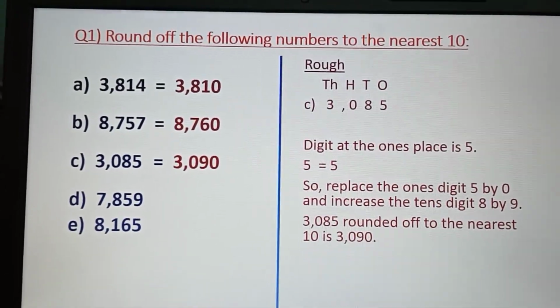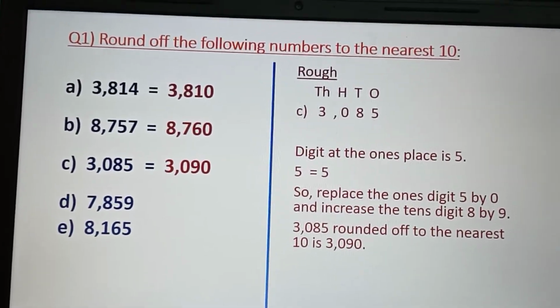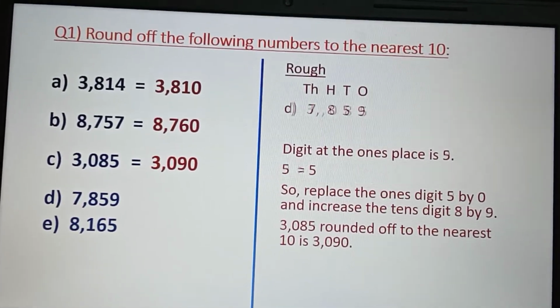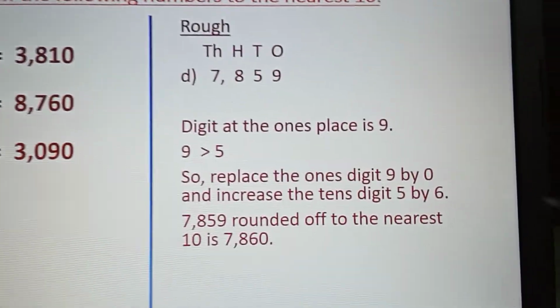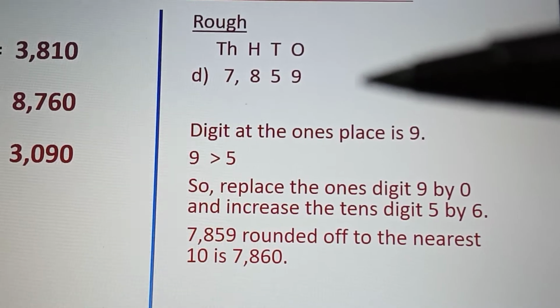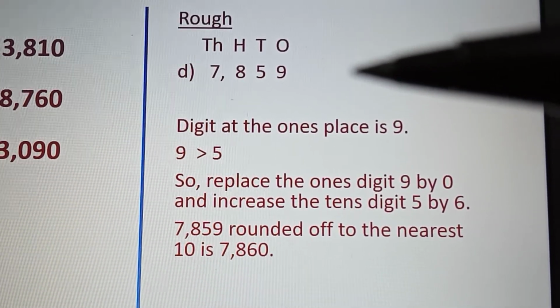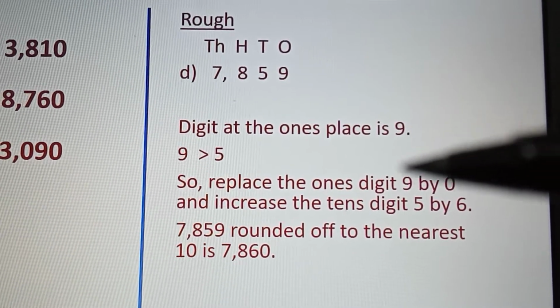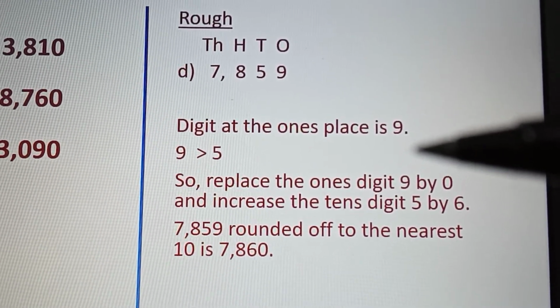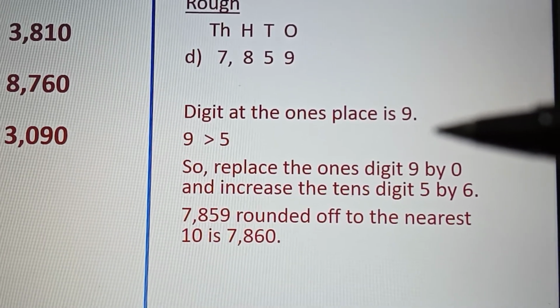Okay. Now our question D, children, 7859. Again I am solving in the rough column. Look here. 7859. What digit is there at the ones place? It is your 9. 9 is more than 5. So which rule will you follow, 1 or 2? Yes, rule number 2. So here what will we do?